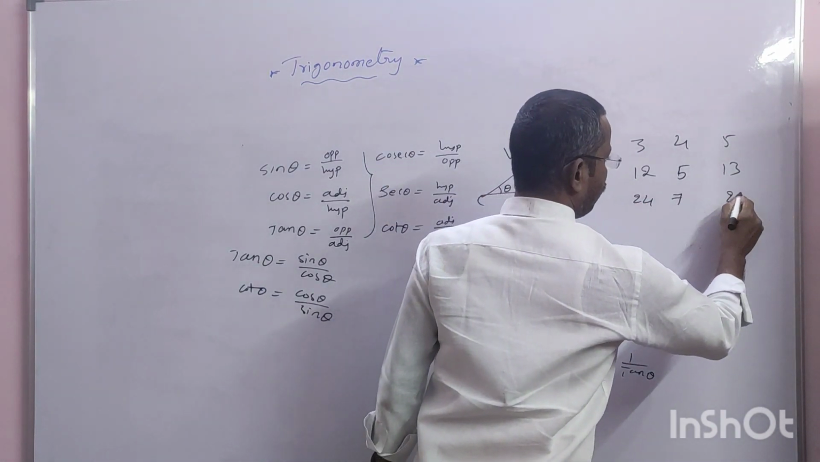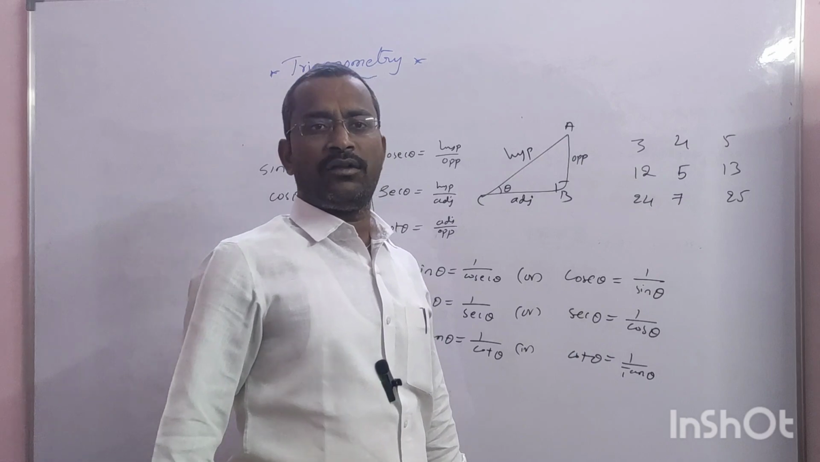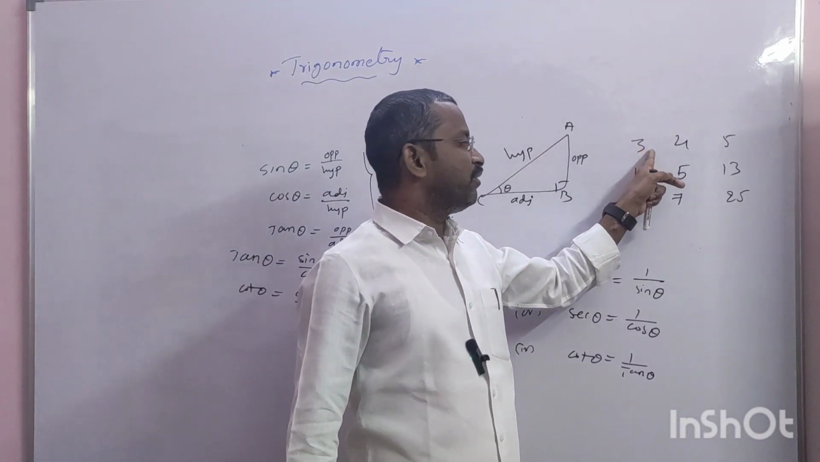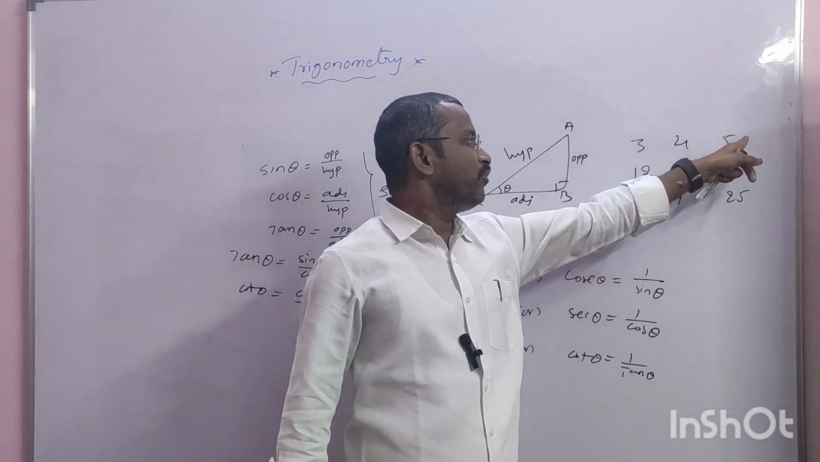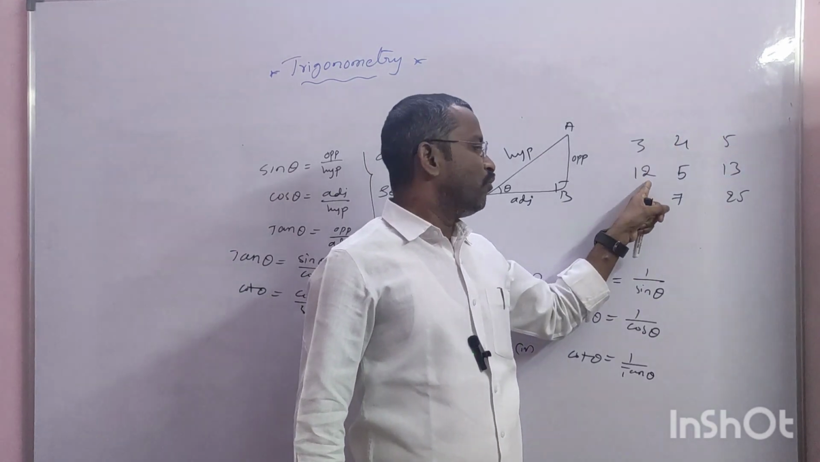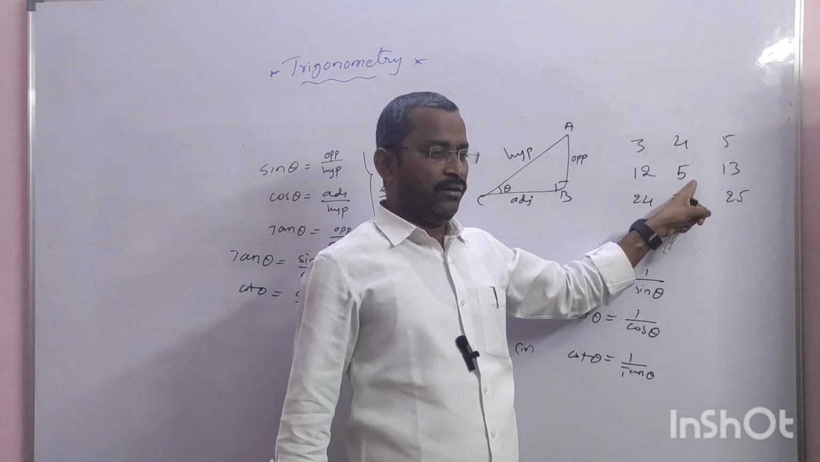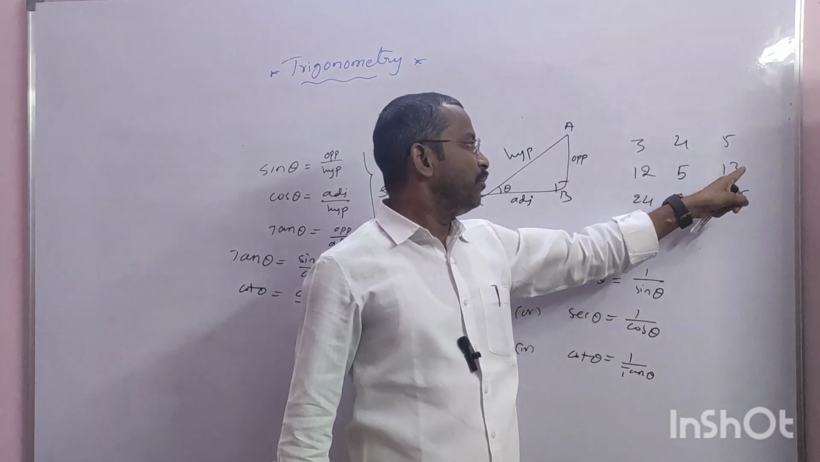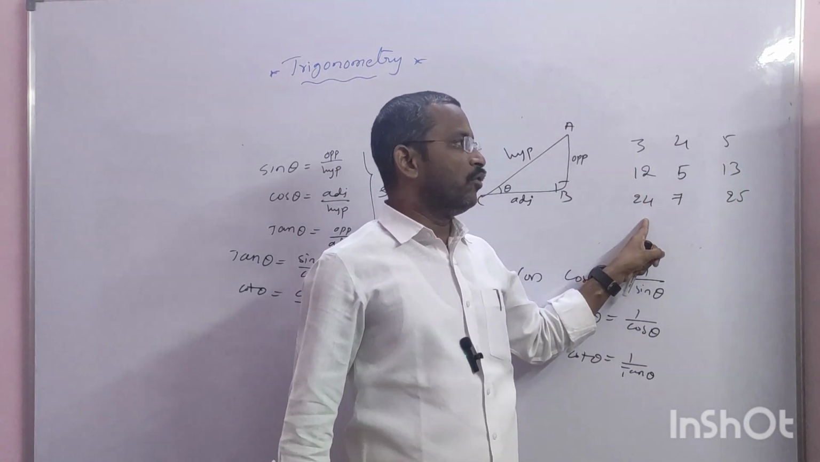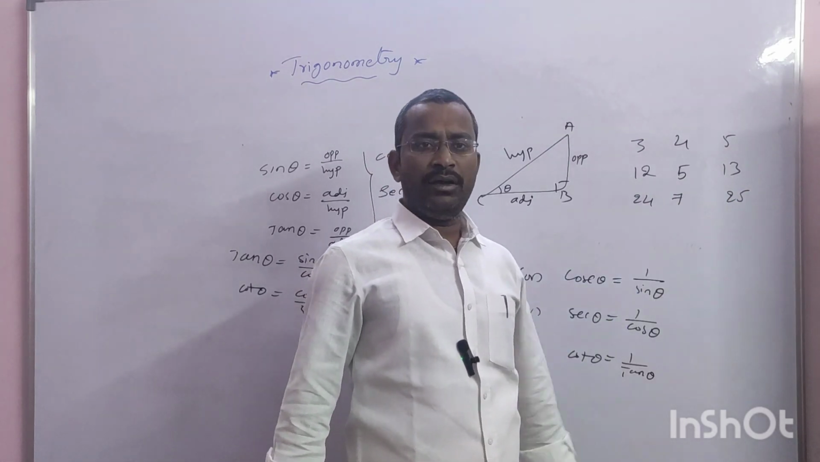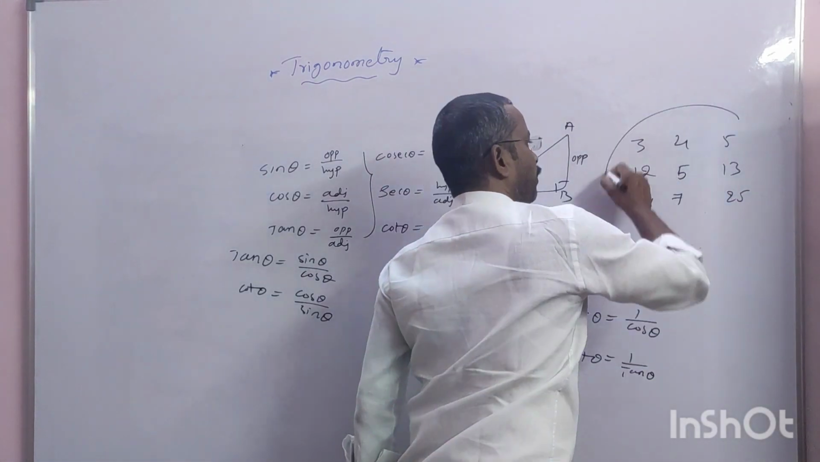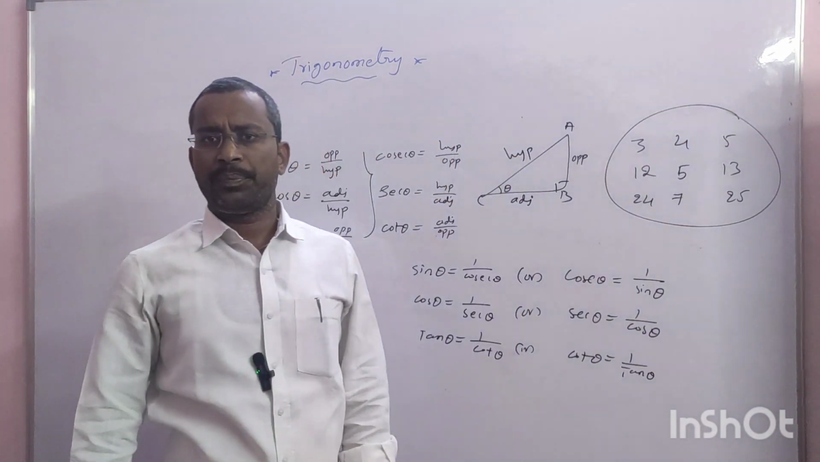24, 7, 25. These are Pythagorean triplets because 3 squared is 9, 4 squared is 16, and 16 plus 9 is 25. The square root of 25 is 5. 144 plus 25 gives 169, so it becomes 13. 24 squared is 576, 7 squared is 49, total 625. You will be getting 25. Just remember these triplets, that's it.